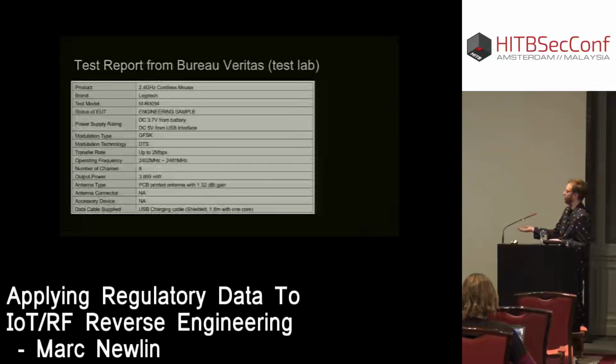So this is an example of a test report from Bureau Veritas. They're probably the largest test lab, and they're nice because they have a good amount of structured data. In this case, this is from a Logitech mouse, and we can see here that it uses GFSK modulation. It operates in this frequency range, tells us how many channels. Elsewhere in the report, it tells us the specific channels that it operates at. This is kind of the best case scenario for what you can get from a test report. Unfortunately, most will have less information than this. And it also gives us the transfer rate, so we know that it's a 2 megabit data rate.